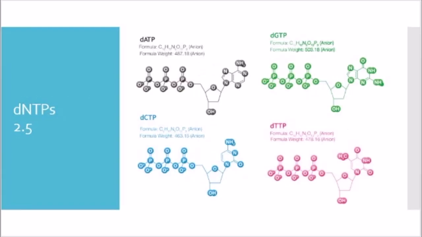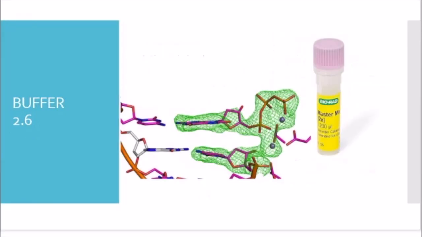dNTP stands for deoxynucleoside triphosphate. These are 4 nucleotides used by DNA polymerase to extend an annealed primer. Buffer. A buffer is a solution that resists change in pH. It is used to ensure DNA polymerase an environment in which it will have maximum activity.